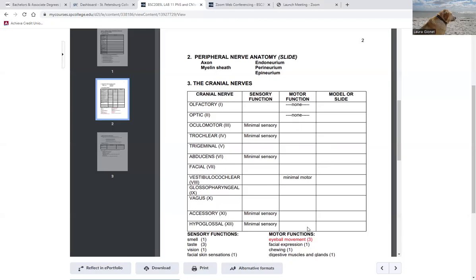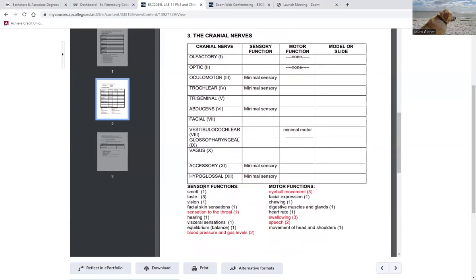Okay, and then lastly, hypoglossal is highly associated with speech and swallowing. Again, I would use the alien tongue model. I'll show you what that looks like. So down here on the bottom, I gave you the sensory functions you could choose from and the motor functions. And here in red, I highlighted some specifically, like sensation to the throat. A lot of people don't ask that, but that's going to be glossopharyngeal, and I'll explain in just a minute.